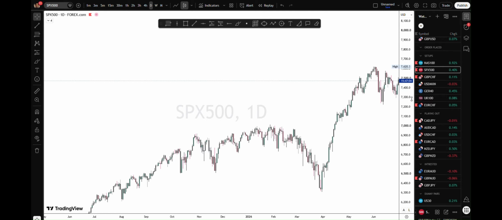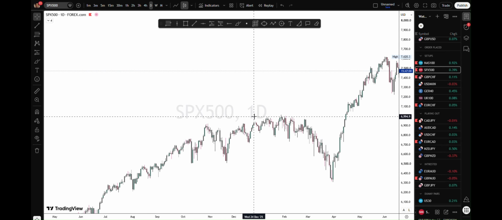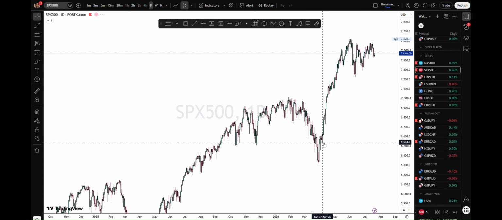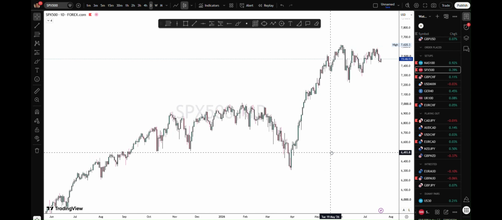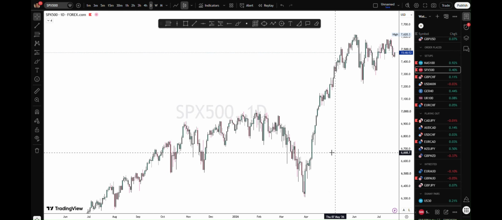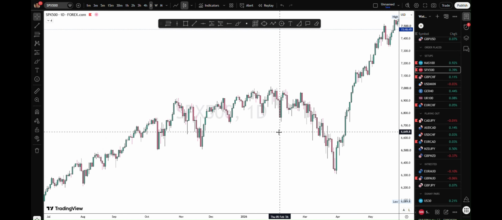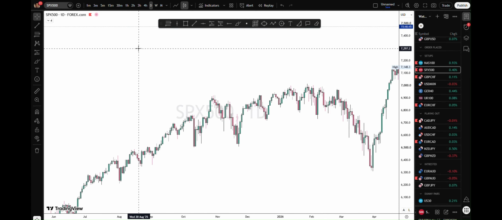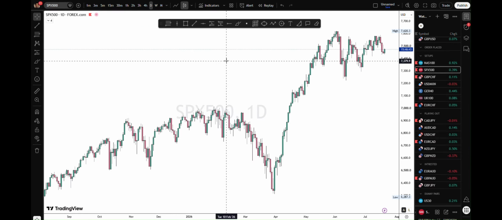So here is another trade breakdown, or should I call it an entry I have on SPX 500. As usual, I try to make my videos in the early hours of the day, so it's still fresh. The day is very early here. All right, so this is SPX 500, and what do we have?